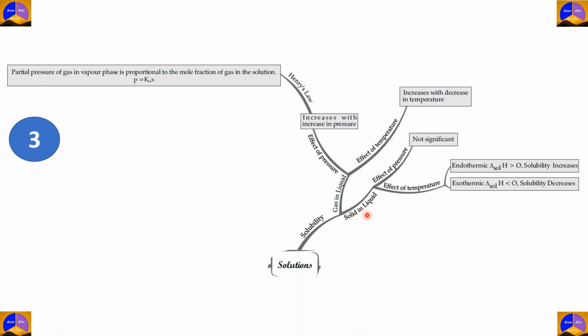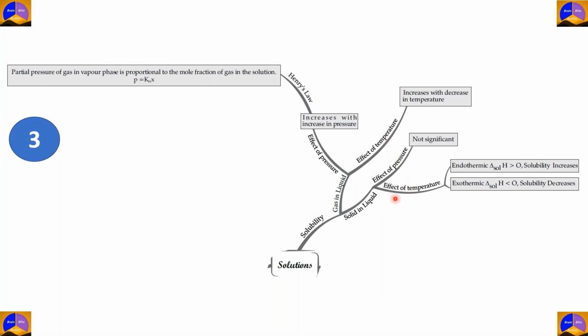For a solid trying to dissolve into a liquid, the effect of pressure is not significant. The reason being that solids as well as liquids do not compress under pressure. Therefore, pressure has no significant effect.